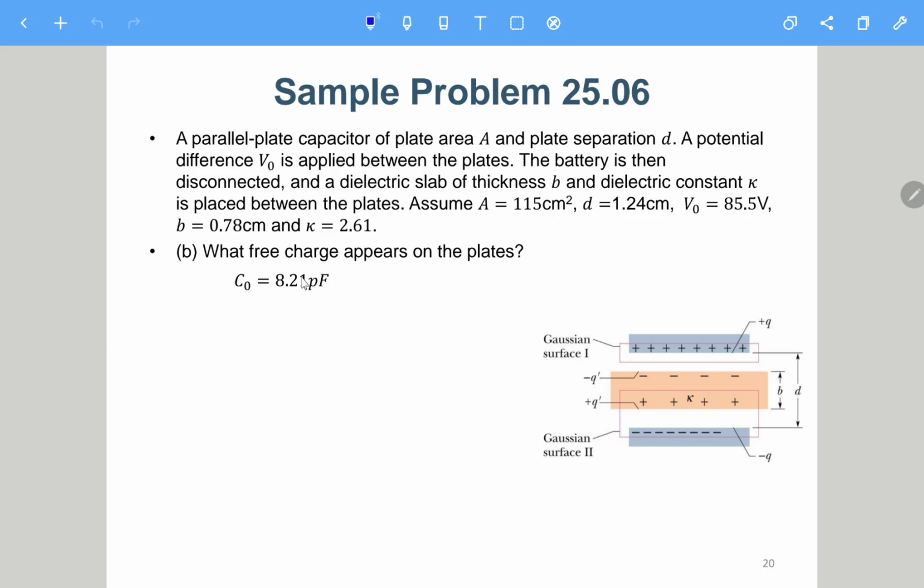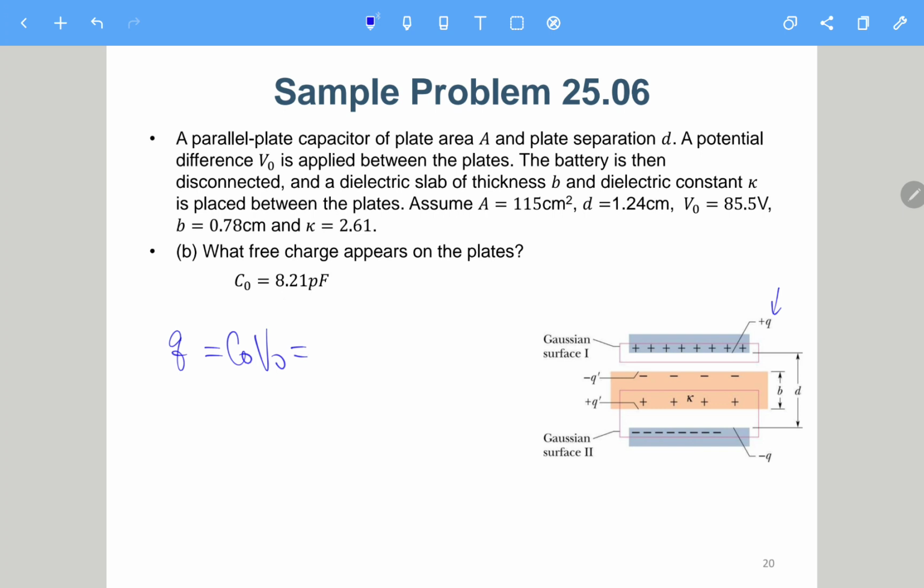For the next one, what free charge appears on the plate? It is also very easy. Here we still don't consider the dielectric yet. So we just need to use Q0 equals C0 V0 to get the free charge, or maybe just denote it as Q, because on the figure it is just Q, not Q0. This is a minor problem. Even though you write it as Q0, it's okay.